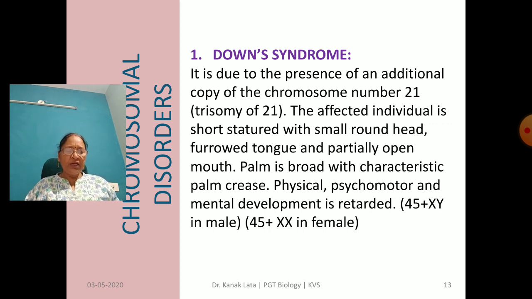The affected individual is characterized by short stature with small round head, furrowed tongue and partially open mouth. Palm is also broad with a palm crease that is straight. Such a child is physically weak, psychomotor and mental growth is also poor, and it is characterized by 45 plus XY in male and 45 plus XX in female. So you have seen that there is one chromosome more.